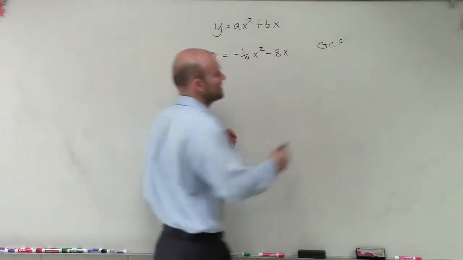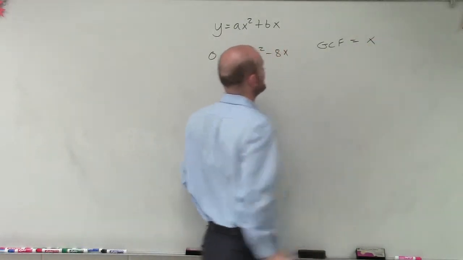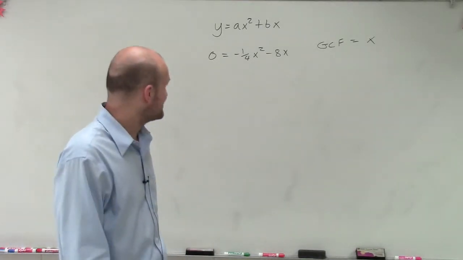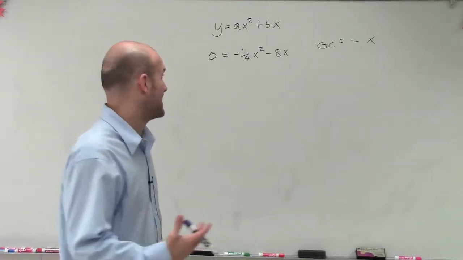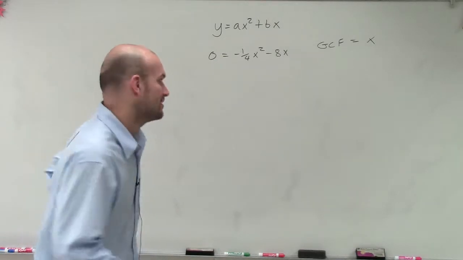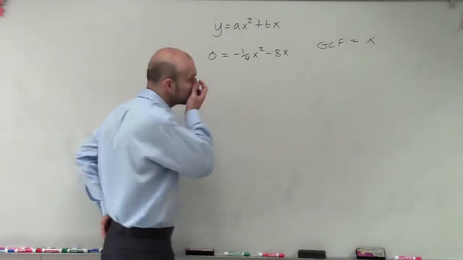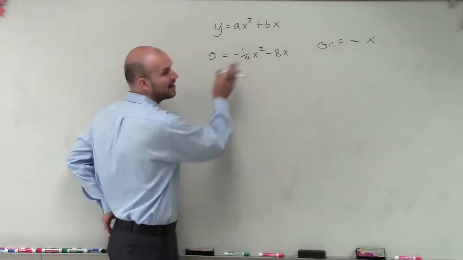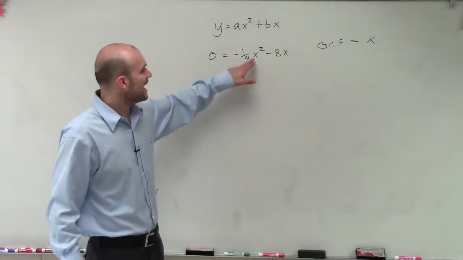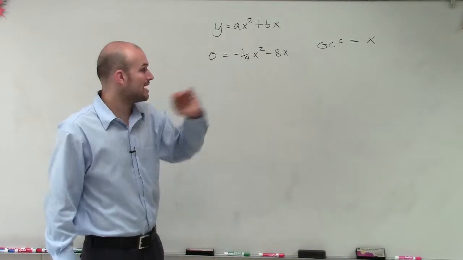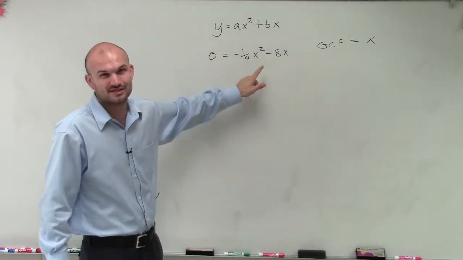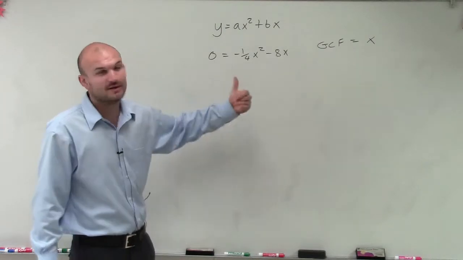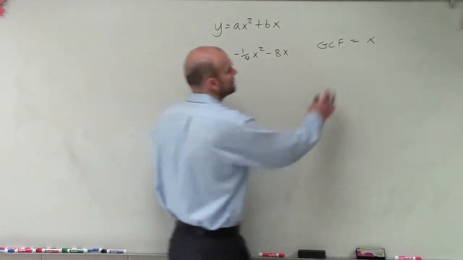Now, we know they both have an x in common. That's good. But as far as a number, this gets a little different because now we have a fraction and we have an 8. Well, we can work this a couple different ways, but what I want to do is factor out this -1/4, because I like to have an x with a coefficient of 1. We could leave it just by factoring out the x, but we want to find the greatest common factor, so let's factor out a -1/4.